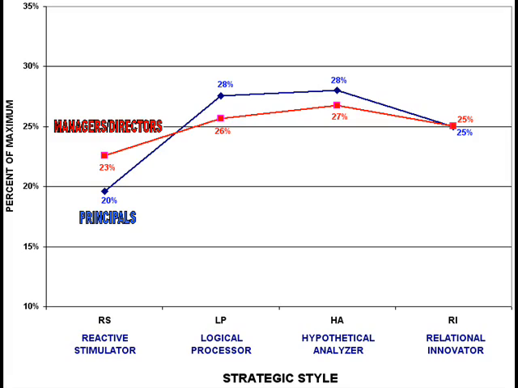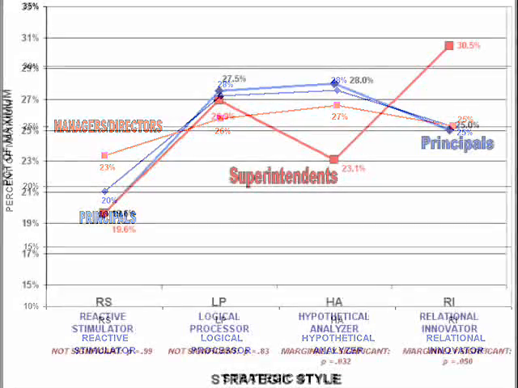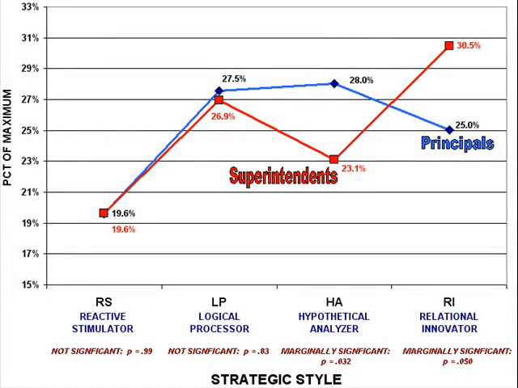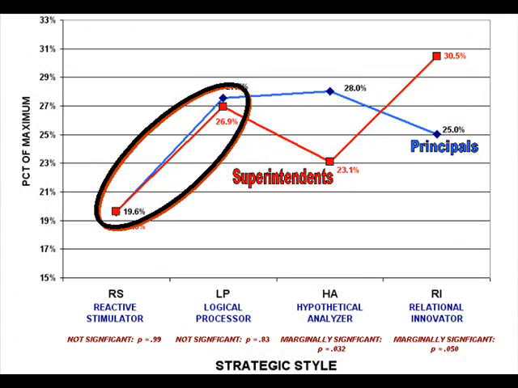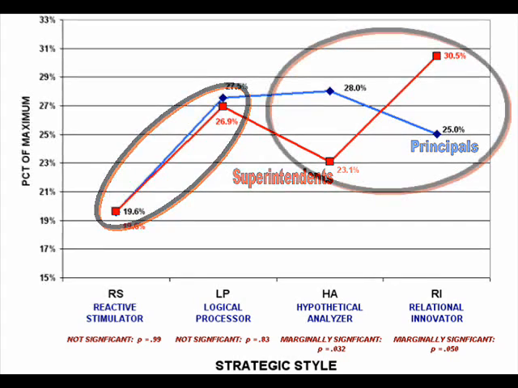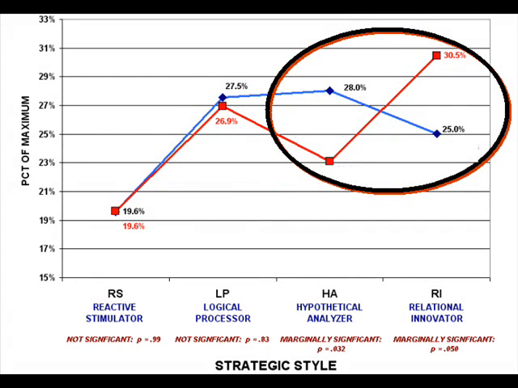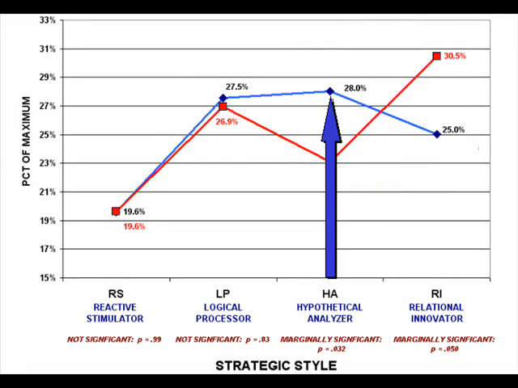So, how do principals compare to their boss, the superintendent? Well, here's the picture. The principals are in blue and the superintendents in red. There is virtually no difference in their action preferences. Both favor the risk-averse methodical LP strategy, and both avoid the highly responsive and somewhat risky RS options. But there is a big difference in their thought-based strategies. The principals are focused on analyzing options.